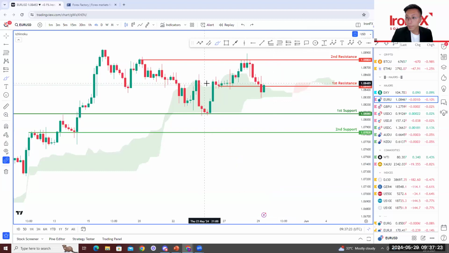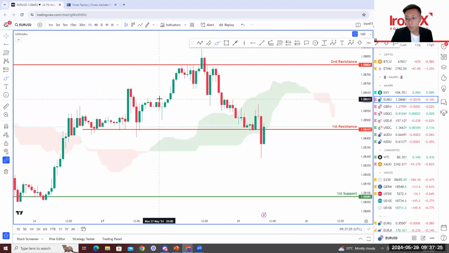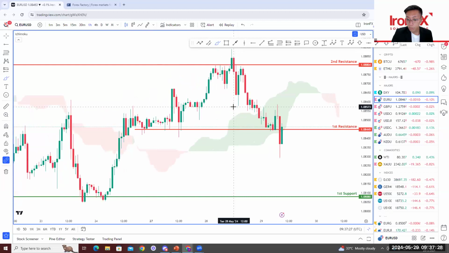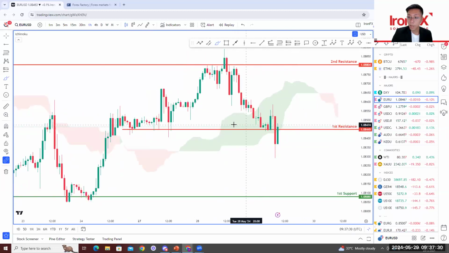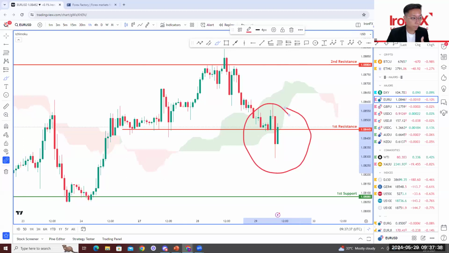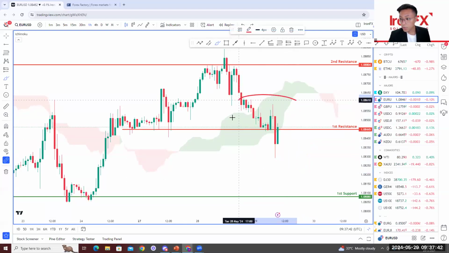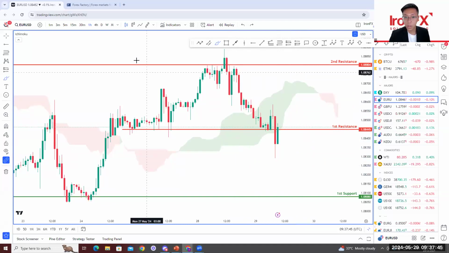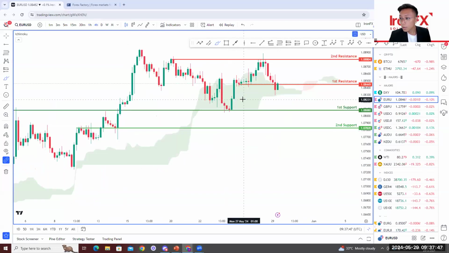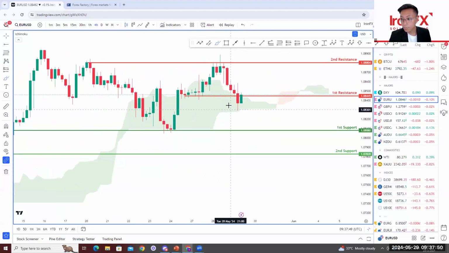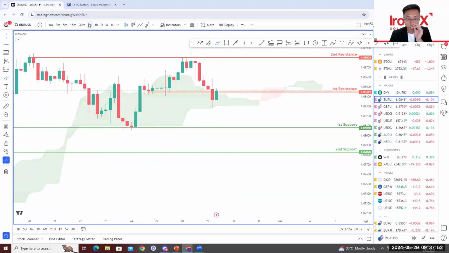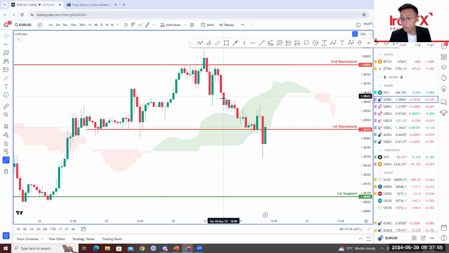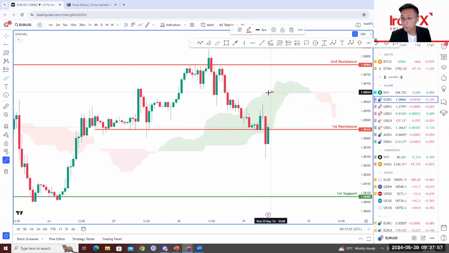Let's zoom into H1. If I look at H1, I'm in the middle of nowhere, so there is no way that I will look for entries anywhere near here, because it doesn't make sense. If you agree with me, it doesn't make sense to enter anywhere in this area. We have no key levels, we have nothing. So let's just trade on our key levels. So if you were to trade, let's see.